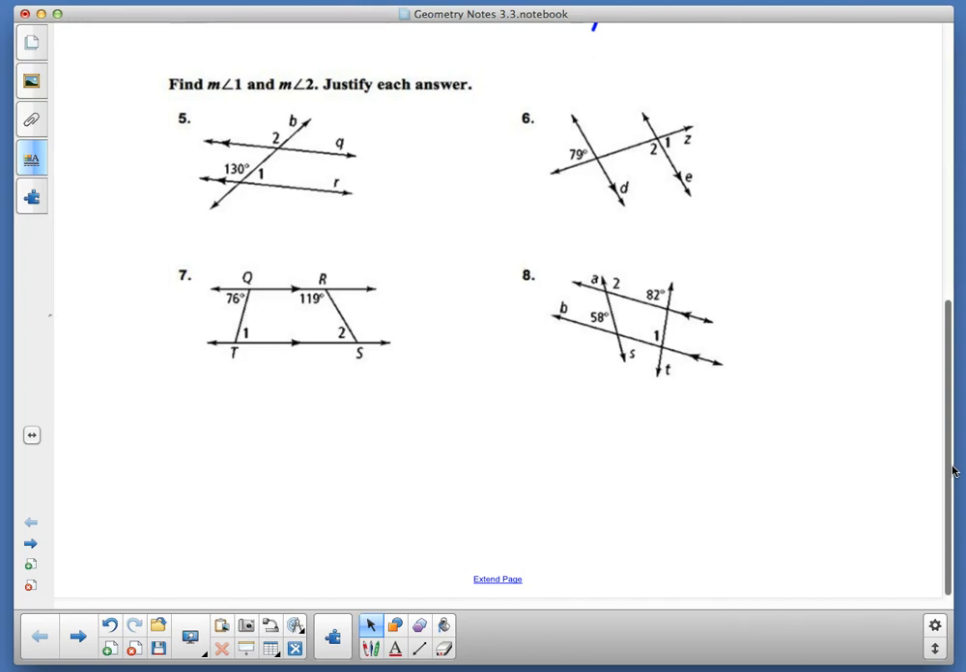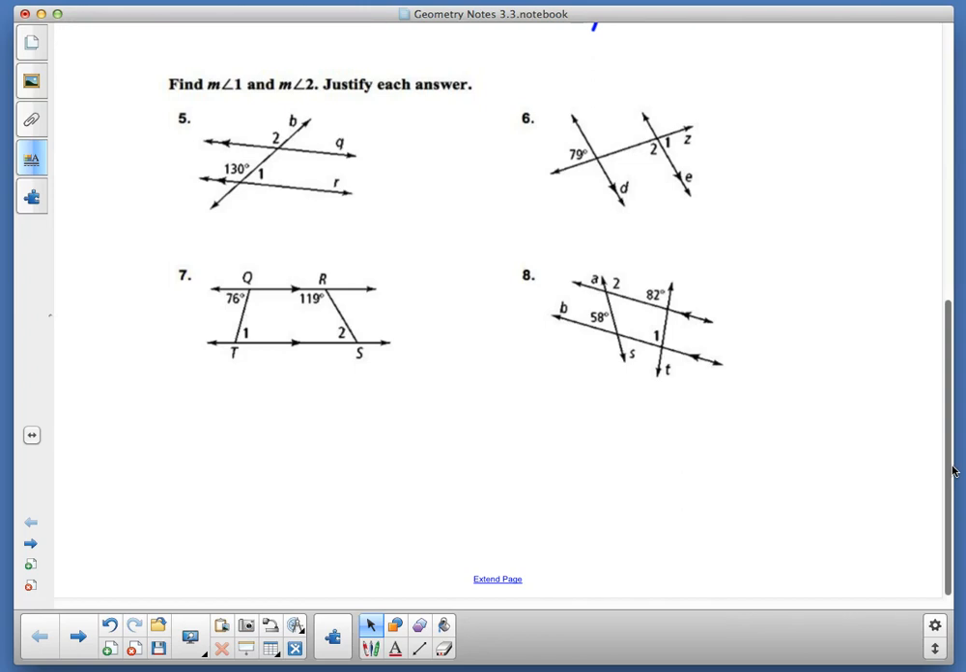Just take a step back. Number 5, the measure of angle 2 is 130. Yeah. Corresponding angles. Yeah. Angle 1, because they're a linear pair with 130. You see that angle 1? We are talking about the fact that I subtract that from 180 and find out that it's 50. Okay? Yeah. Okay, we got it? All right.